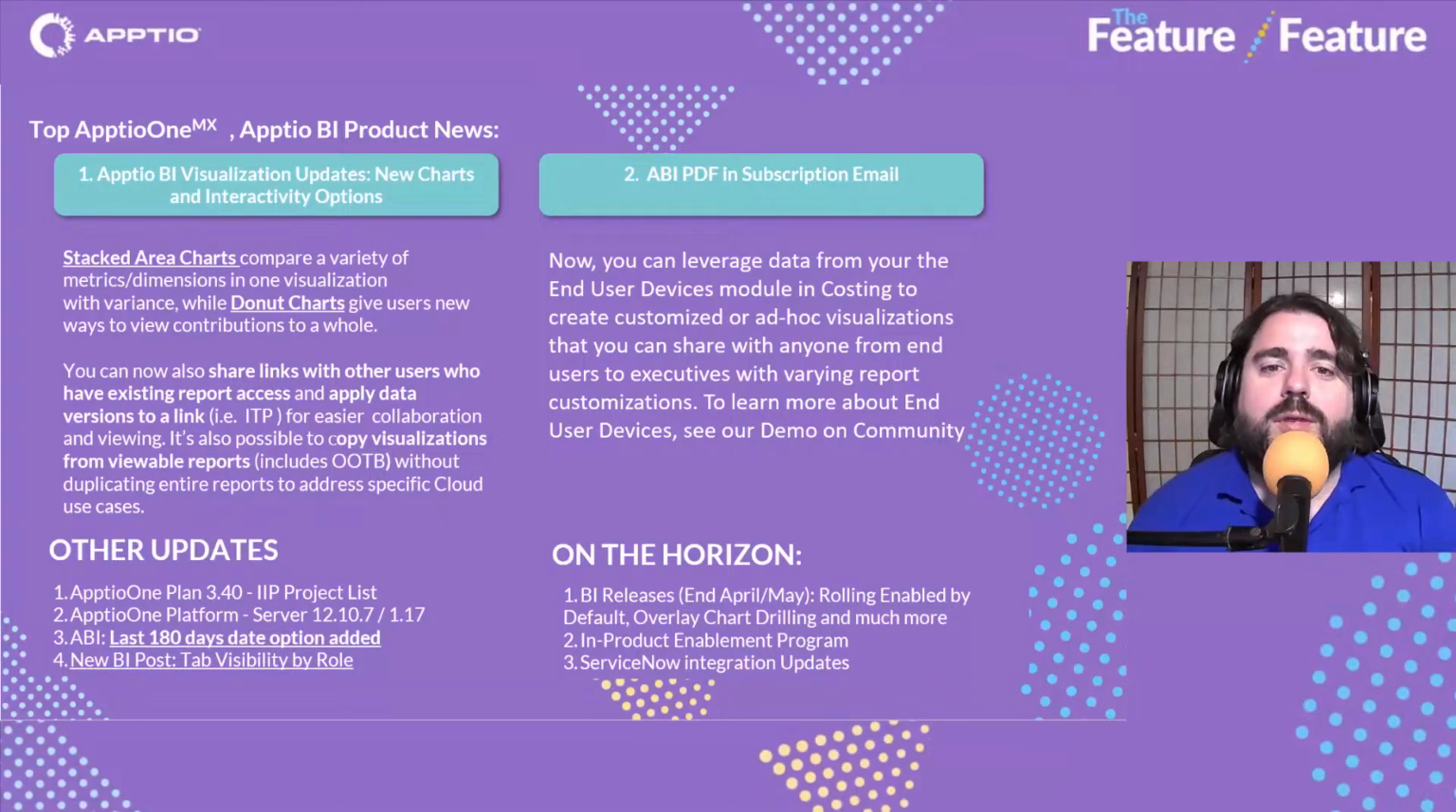Now, there's also the ability to put PDF and subscription emails from Apptio BI, so you can leverage the data to customize visualizations and then share those with anyone within the organization. So that capability has been added as well. There's a couple of regular updates that have come to ApptioOne Plan and the platform update. And in Apptio BI, we've also added the ability to view the last 180 days, like a pre-filter in there, to, again, more quickly get to the data that you need.